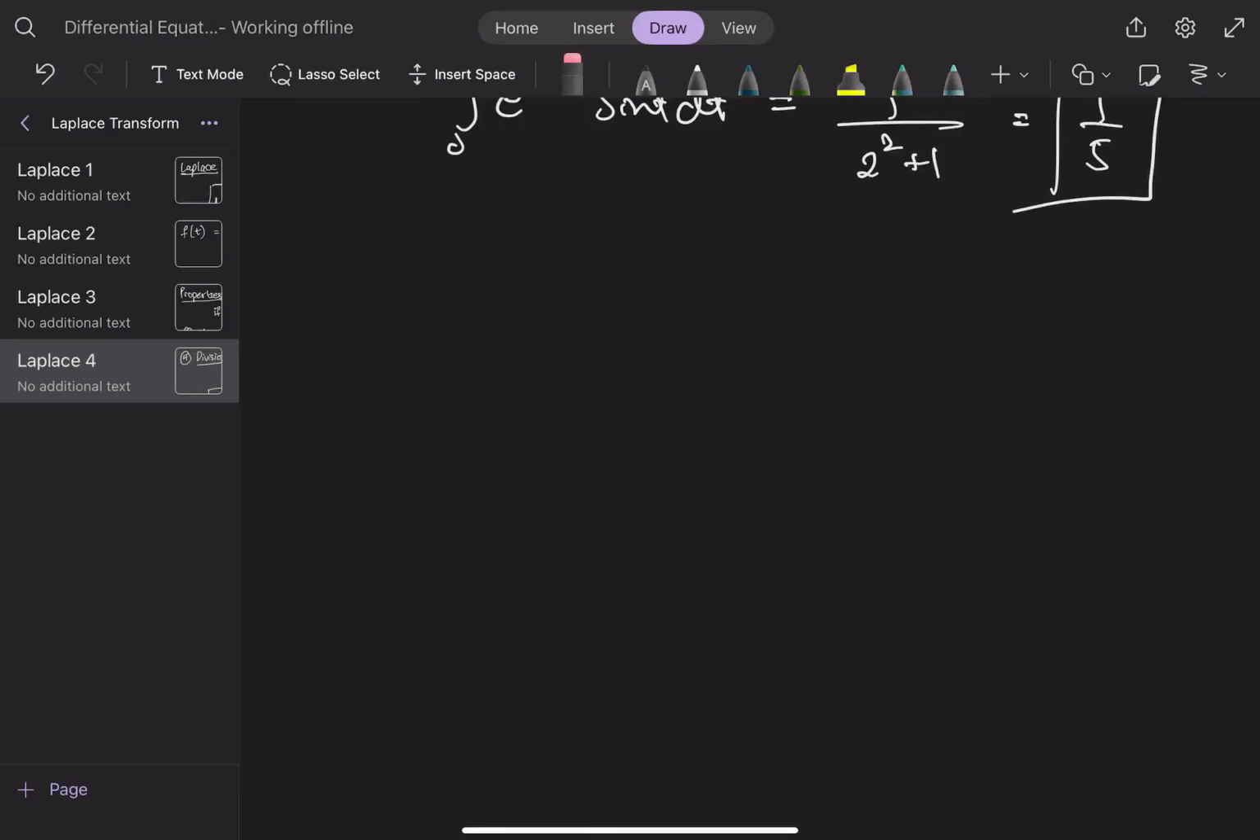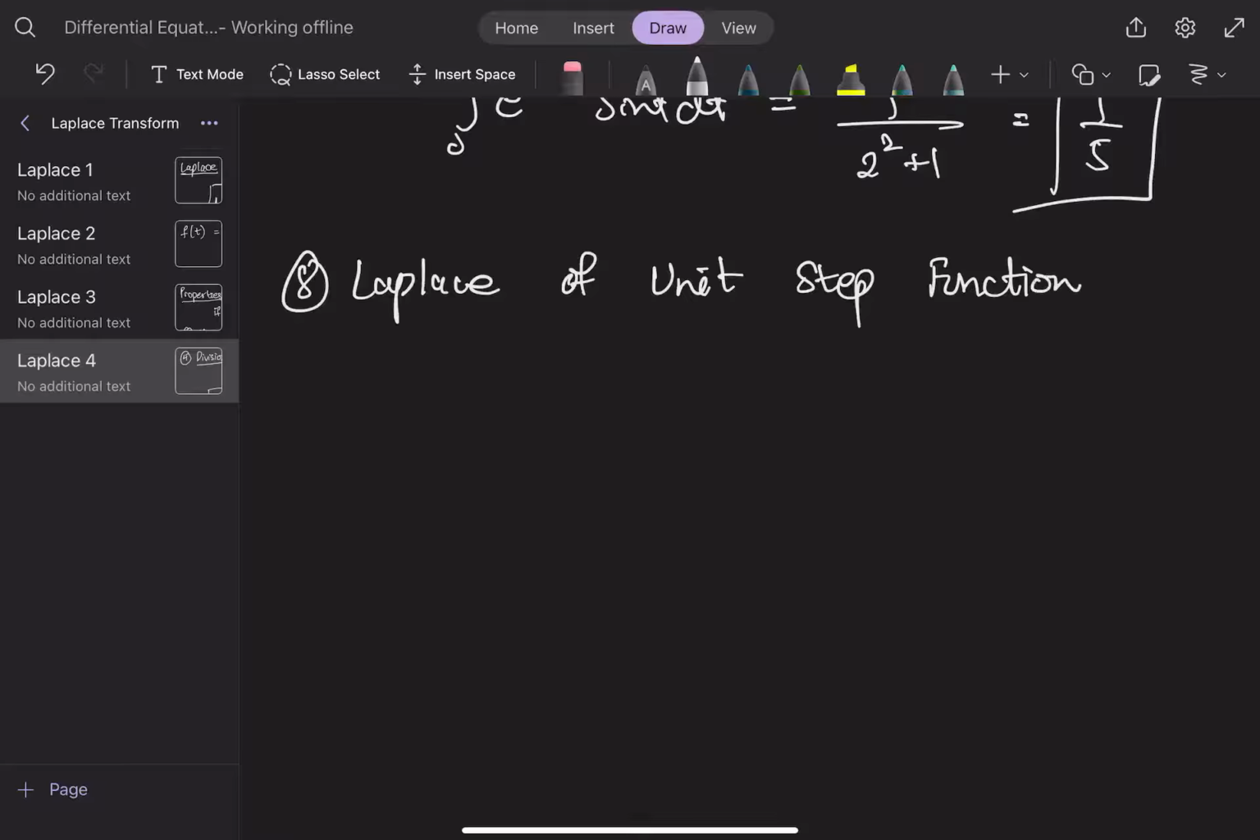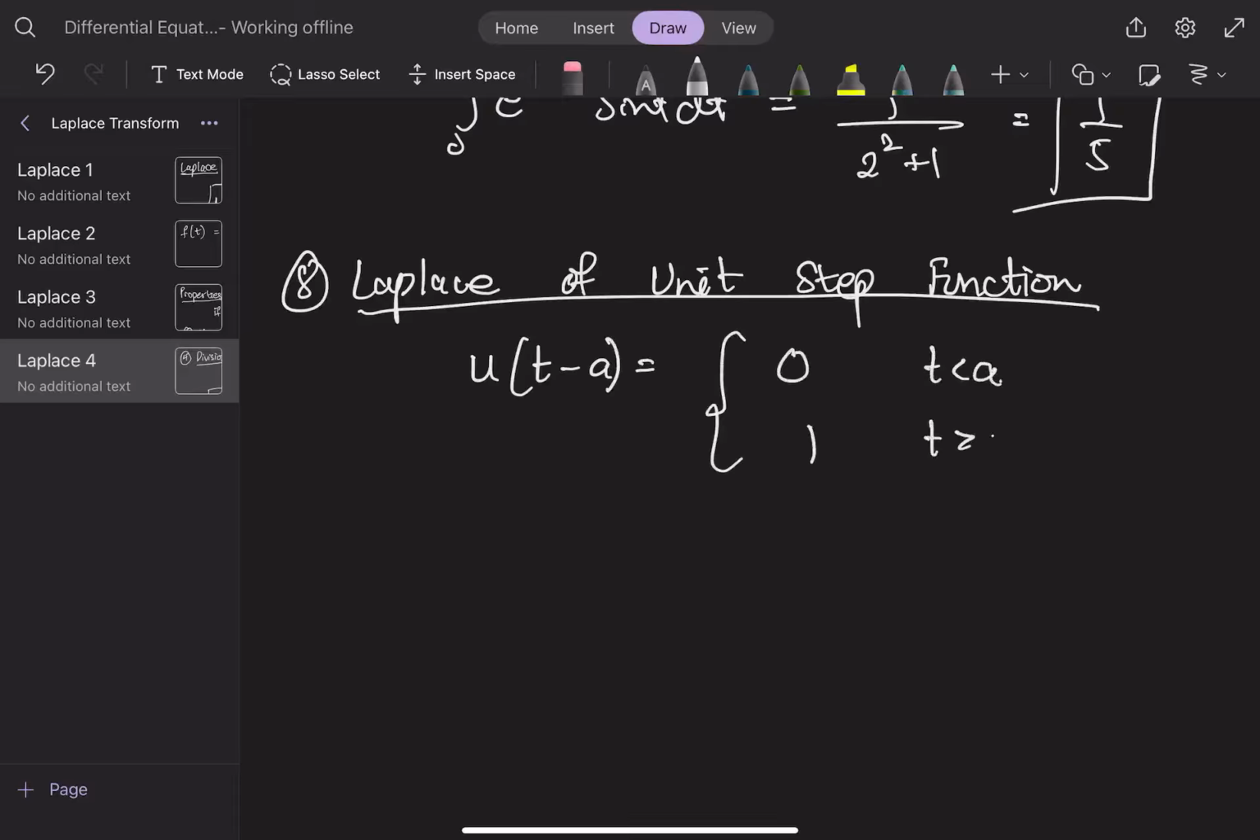Now I'll just show you guys the last property, which is Laplace of unit step function. So first of all, what is a unit step function? A unit step function is denoted by u of t minus a, and it is 0 when t is less than a, and it is 1 when t is greater than a. So the unit step function is either 0 or 1. When t is less than a, it is 0, and when t is greater than a, it is 1.